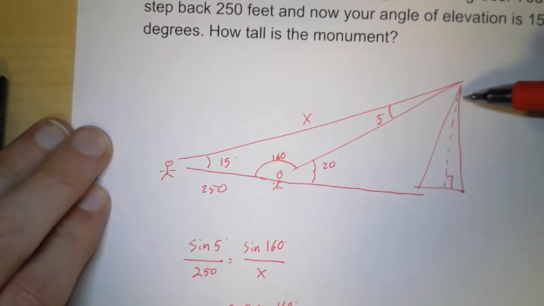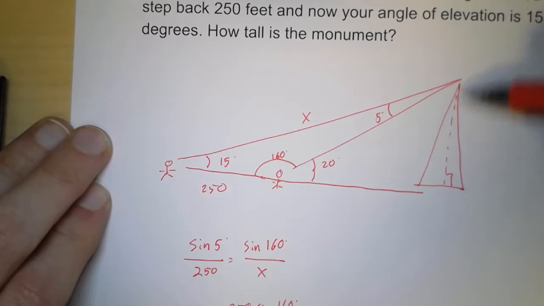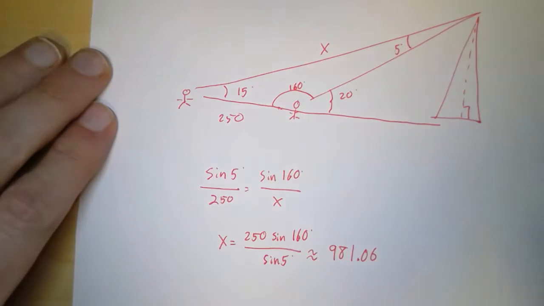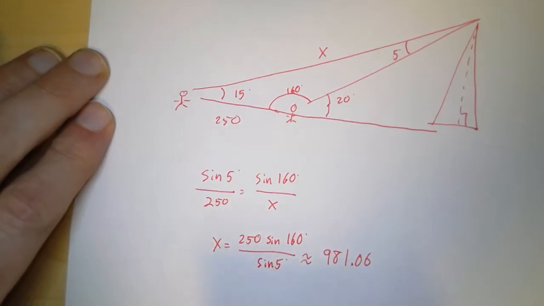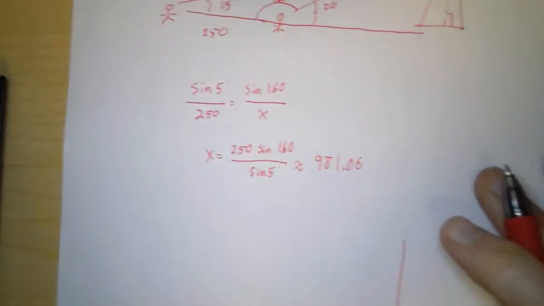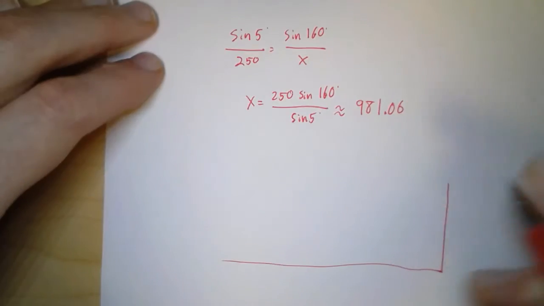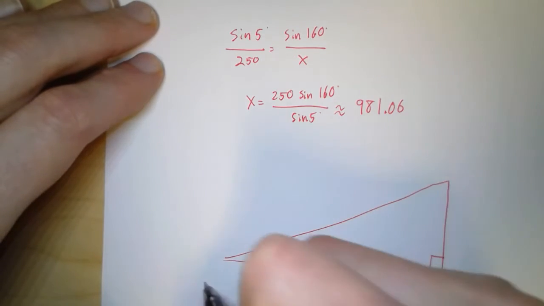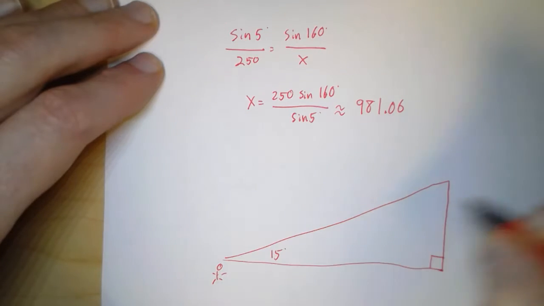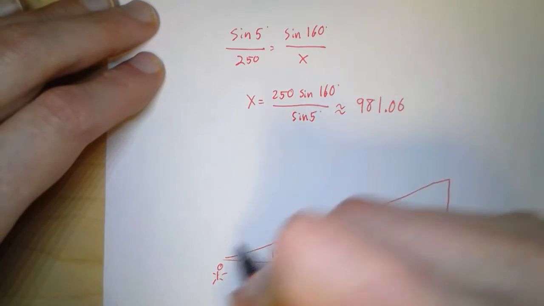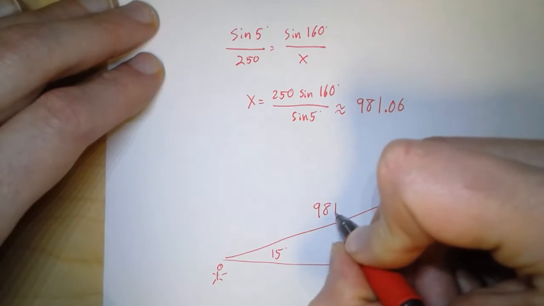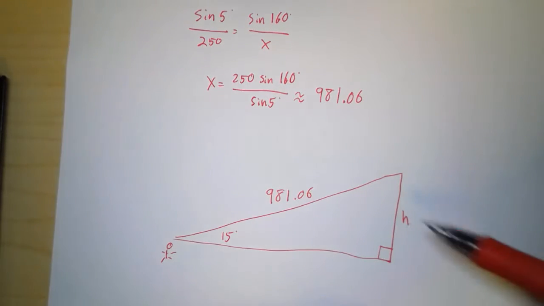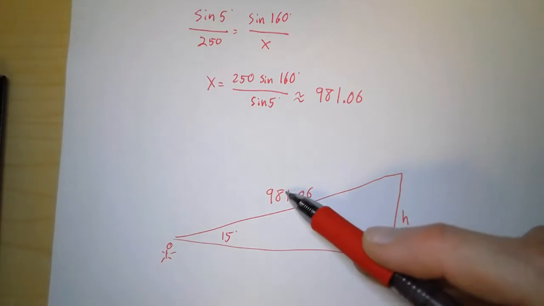Now the height of this monument is always drawn perpendicular to the ground. So what we end up having is we have a right triangle here. Let me draw that. So down here we have our right triangle where we know that the angle is 15 degrees because this is where we were out here looking up at it. We want to know the height, and now we know that this length is what we just found, 981.06. So this just requires a trig ratio. This is the opposite side of the angle, and this is the hypotenuse.